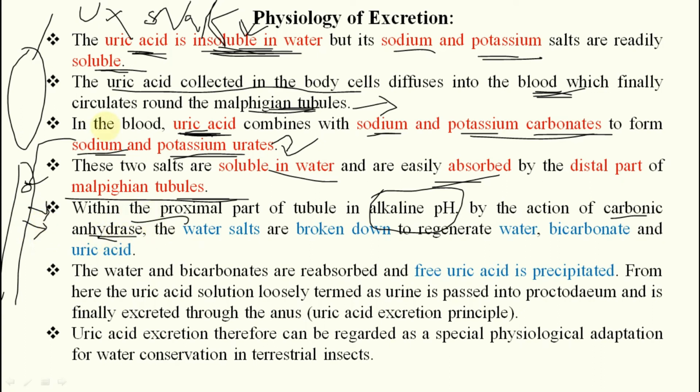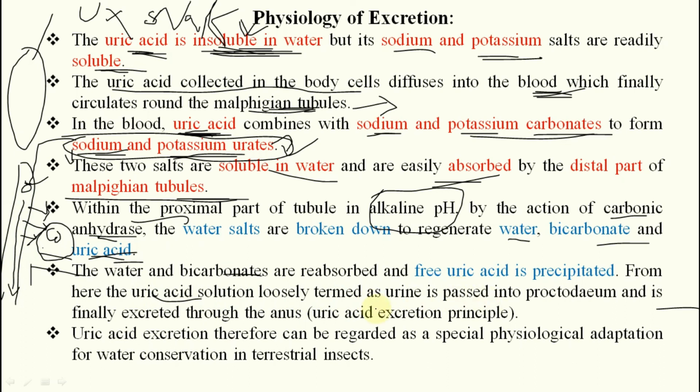What will these two things do? They will break these things, meaning sodium and potassium urates, into what? Water, bicarbonate and uric acid. Now this sodium and potassium urates is divided into water, sodium and potassium carbonates, and uric acid. Up to this clear? Now in the Malpighian tubule, what is there? Water is there, the sodium potassium carbonates are there, and uric acid is there. Two things will be absorbed, and uric acid will be freely moving in the Malpighian tubule towards your rectum or towards your hindgut.